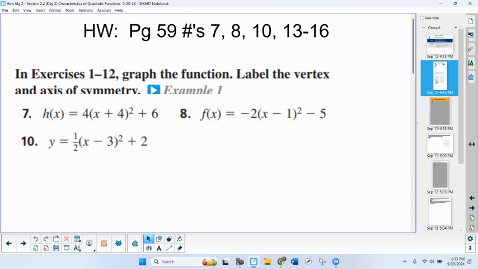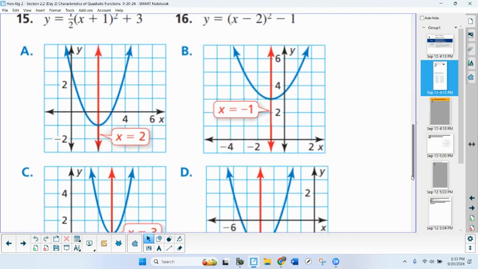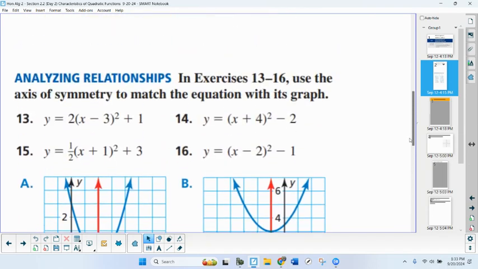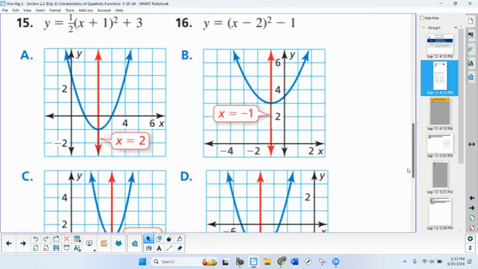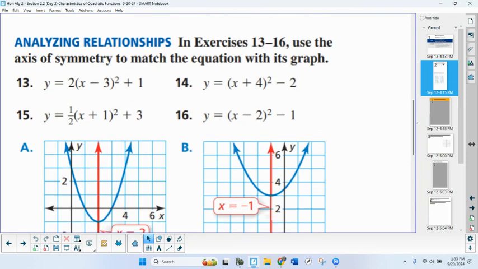All right, any questions on these? All right, this next group, make sure you scroll down enough to notice that there were 4 matching. These were all matching. So you just had to match 13, 14, 15, and 16. I thought these were fairly simple if you just think about where your vertex is.